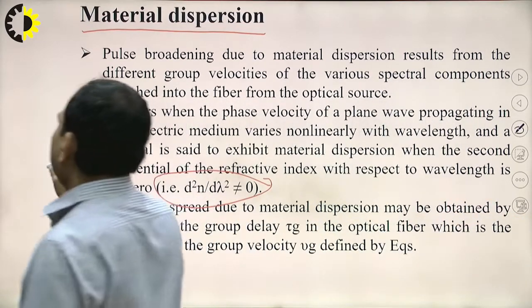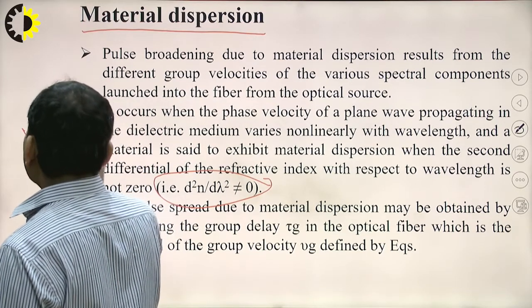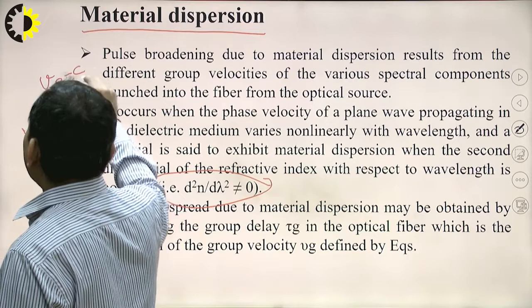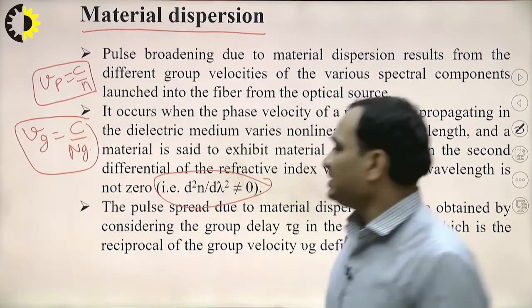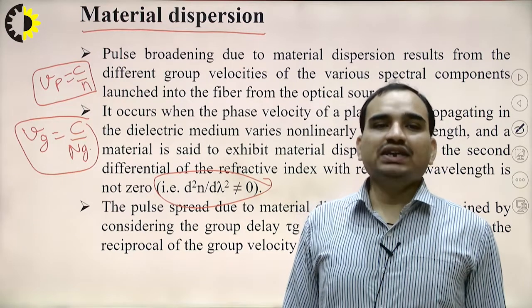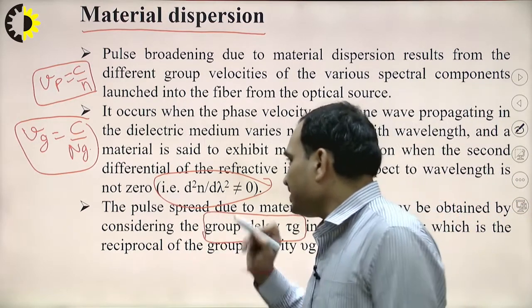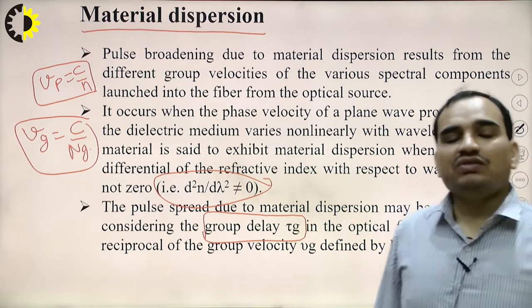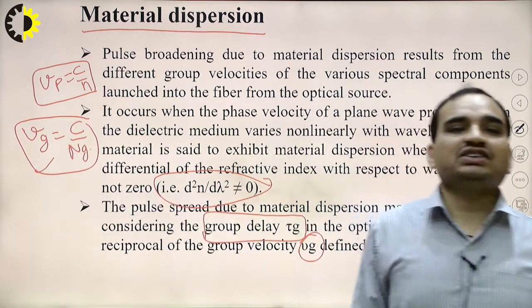We have studied that the group velocity is given by c by ng, and the phase velocity Vp is given by c by n. So the group index has this term, d2n by d lambda square, which is not equal to 0. The pulse spread due to the material dispersion may be obtained by considering the group delay, tau g, in the optical fiber, which is the reciprocal of the group velocity Vg, that is c by ng, with the group index defined by the equations.